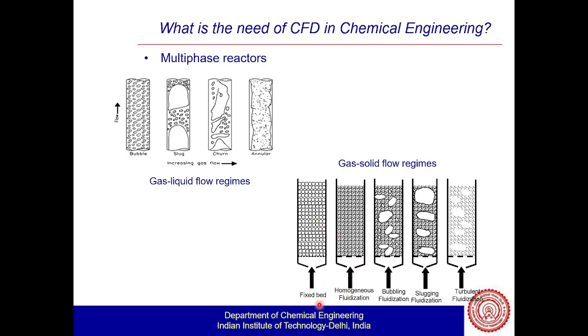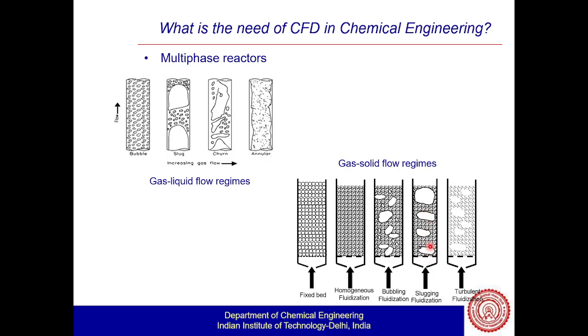If it's a fixed bed, the solids are not moving. If it's a homogeneous fluidization, the velocity is higher than the minimum fluidization velocity. If it is a bubbling fluidization, the gas forms gas pockets similar to bubbles. These bubbles are similar to the ones we see in the bubble column here. But these gas pockets are different, since we don't have a surface tension force acting here. In case of a gas-liquid system, we have a surface tension force acting at the gas-liquid interface.